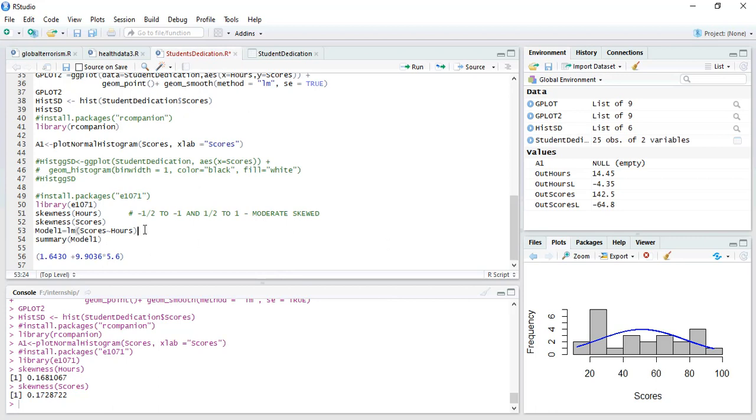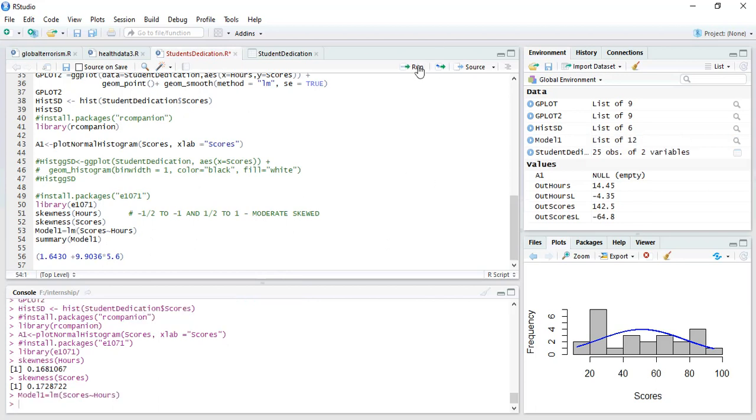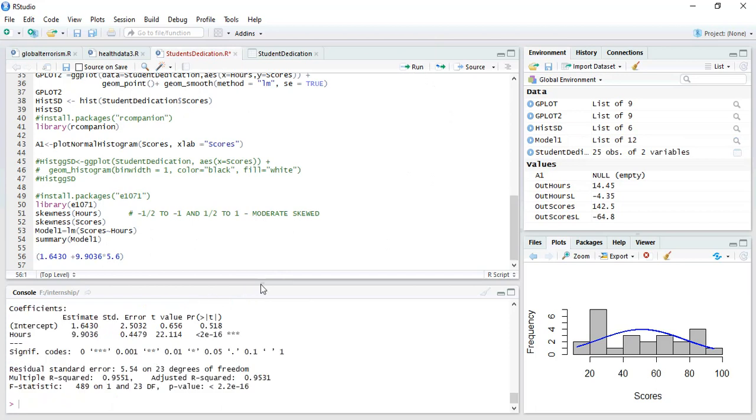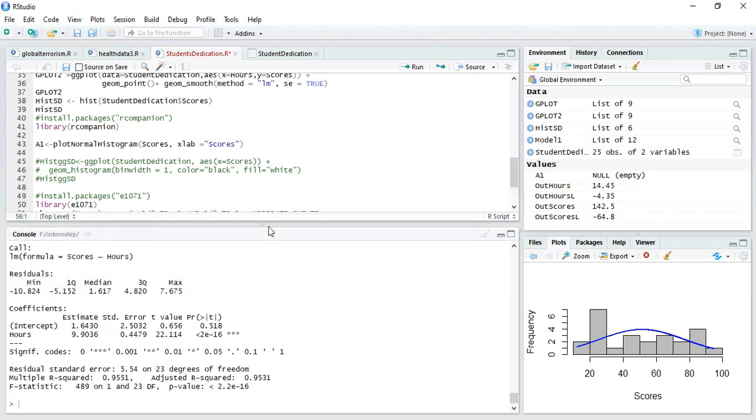Now we do the modeling. Since it's a linear regression, model 1 is the linear model, scores versus hours, and now we get the summary. If you see the summary, there are 5 things you should know. First is the intercept, 1.6430. Second is hours, because scores is dependent on hours; hours is not dependent on scores. Scores is dependent on hours, 9.9036.